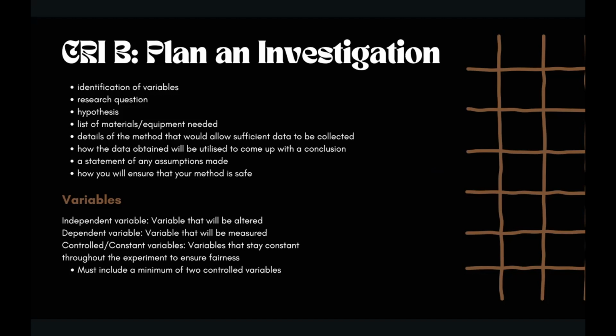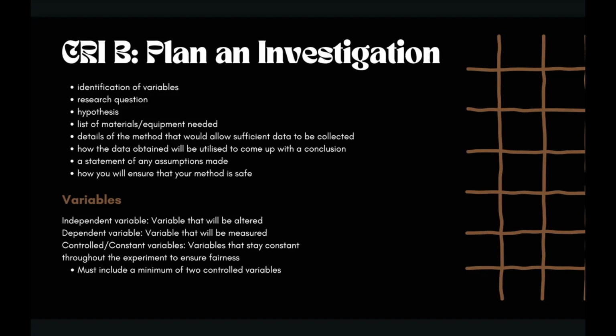Starting off with the variables. When they say variables, they mean three types of variables. First is the independent variable, which is the variable that will be altered, the one that will be changed during the experiment. Dependent variable is the variable that will be measured. So you change something, and because you change it, something else will change, and you're measuring that. And then finally, the controlled and constant variables. These are variables that you'll have to keep constant, the same, throughout the experiment in order to ensure fairness, so that the dependent variable, the one that you measure, is only affected by the independent variable and nothing else.